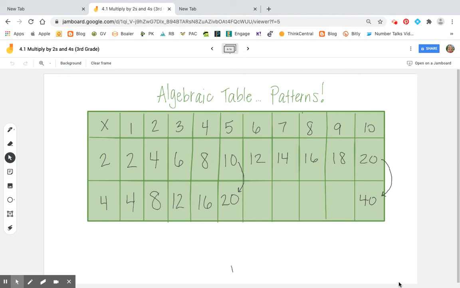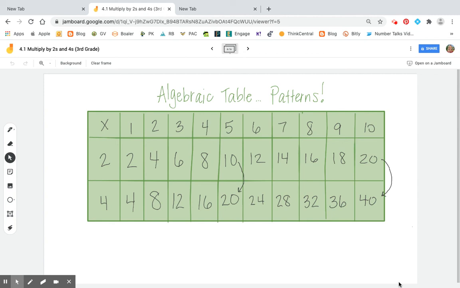4 groups of 6 is 24. 4 groups of 7 is 28. 4 groups of 8 is 32. 4 groups of 9 is 36.